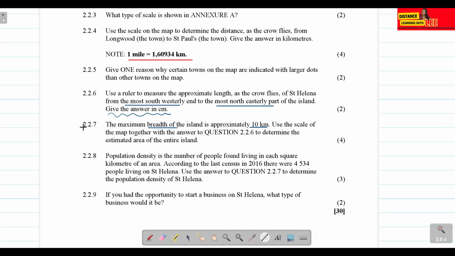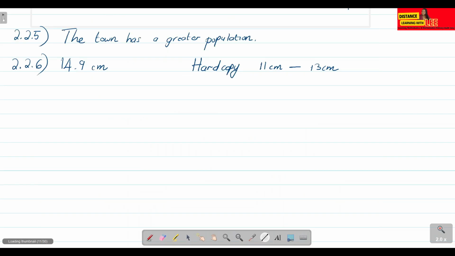So we need to use this information to determine the area of the entire island. If we assume that this island is a rectangular shape, how would we calculate the area of this island? To get the area of this island, we would just say length multiplied by breadth.